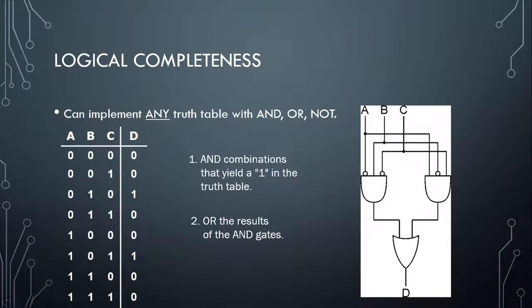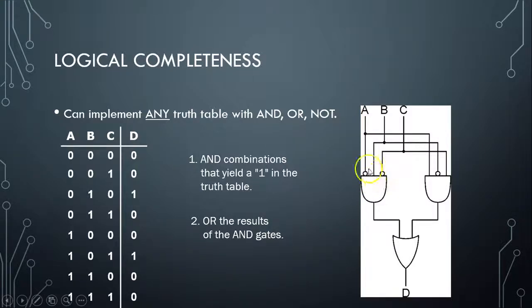Again, you might be wondering, how does this work? This one is pretty easy to understand. You have all zeros, you have a 0. But you might be wondering, why do I have three 1s and I get a 0? Again, it says AND combinations that yield a 1 in the truth table, and OR the results of the AND gates. So if you follow our flow in here, you can see how this works.